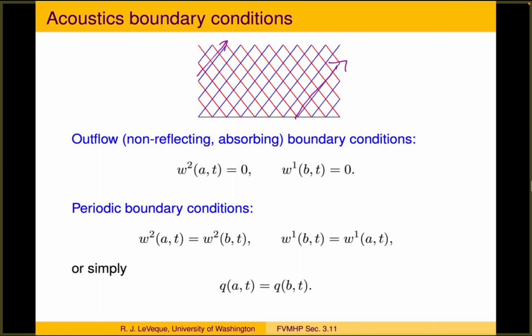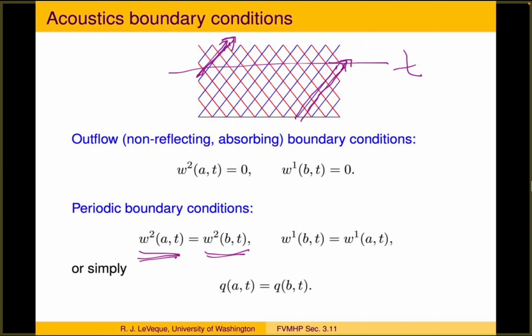And so in terms of characteristic variables, what that's saying is that the W2 variable at the point A, which is what's being transported along this characteristic, should be given by W2 at B at the same time. So at some time t, whatever is flowing out here on the 2 characteristic should also be what flows in here. And so we're specifying the inflow boundary at one boundary in terms of the outflow characteristic at the other boundary, which seems like kind of a strange boundary condition, but that's what you would have to do if you were doing this in terms of characteristic variables.